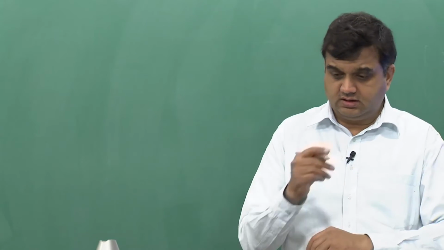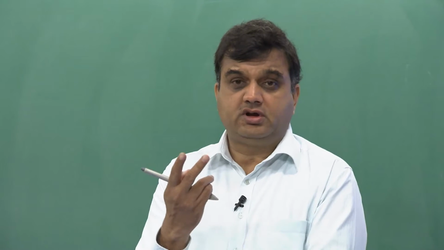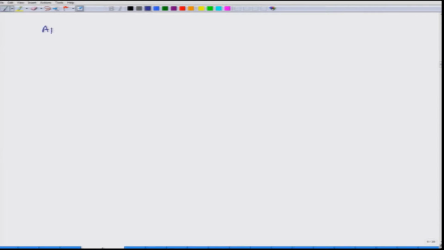So, what we had mentioned in the last class is that in FEA we make two important approximations. The first approximation we make, and which we have discussed again and again, is approximation of unknown variable over an element.